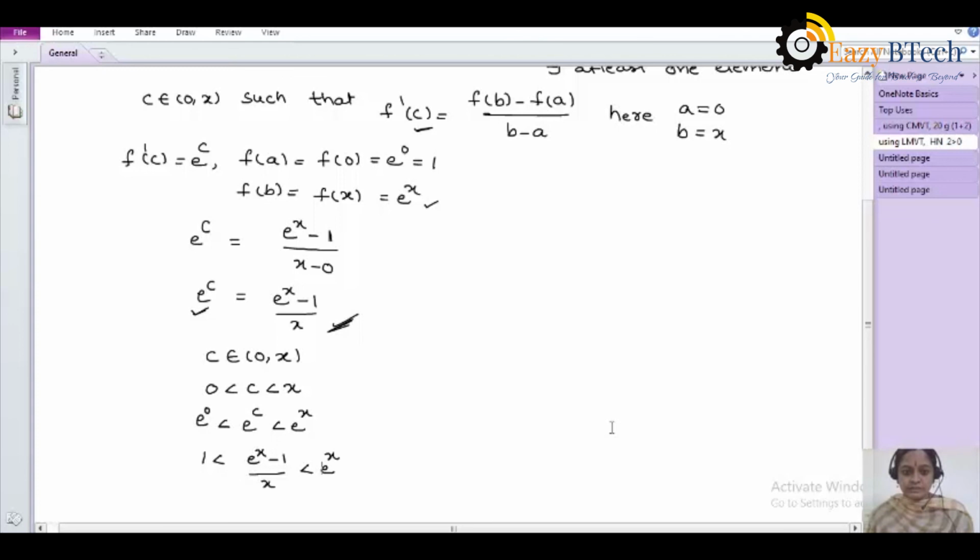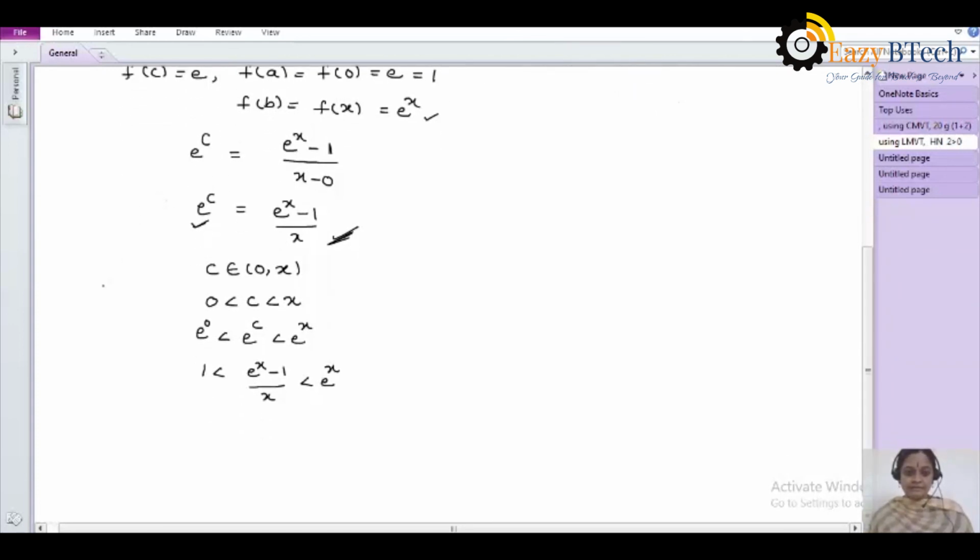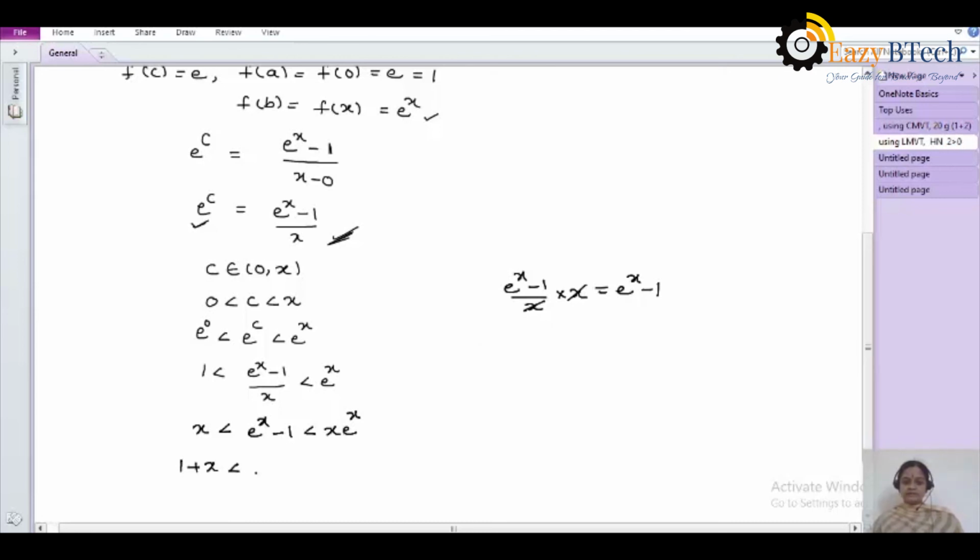And again, doing multiplication with x on both sides of the inequality, so x < e^x - 1 < x e^x. What will happen to the middle term? (e^x - 1)/x times x, x will be cancelled, remaining term is e^x - 1. And adding 1 here, 1 + x < e^x < 1 + x e^x. That's the proof. If you are adding 1 here, this is the middle term now.